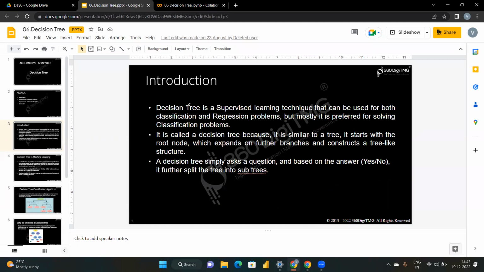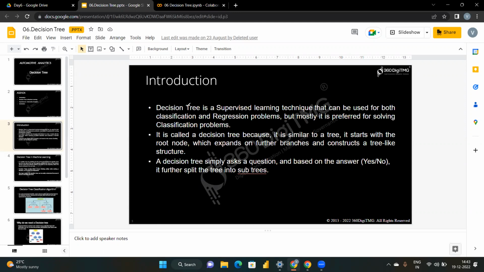So decision tree is a supervised learning technique, which means it's like a teacher is teaching and the student is learning. This decision tree can be used for both classification and regression problems, but it is most preferred for solving classification problems. So the main thing we'll be seeing is classification problems, guys, when we do this decision tree and implement it in machine learning.